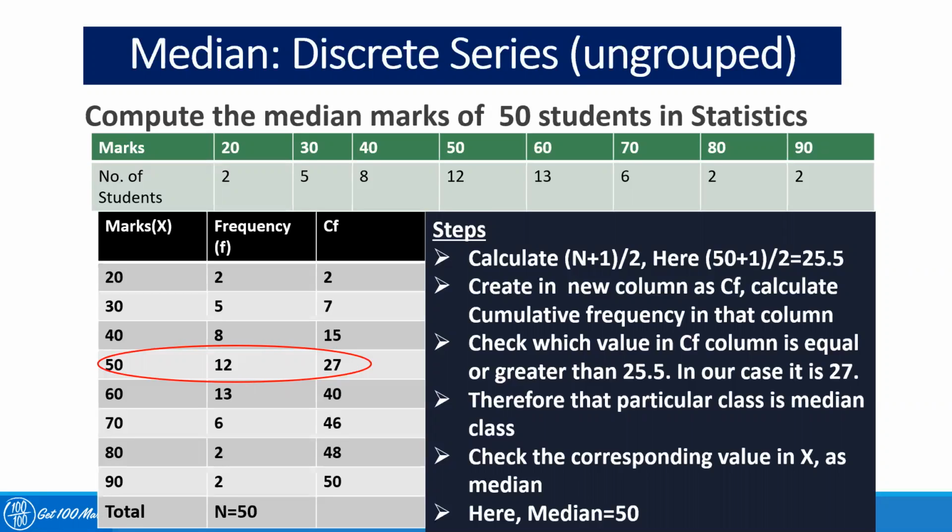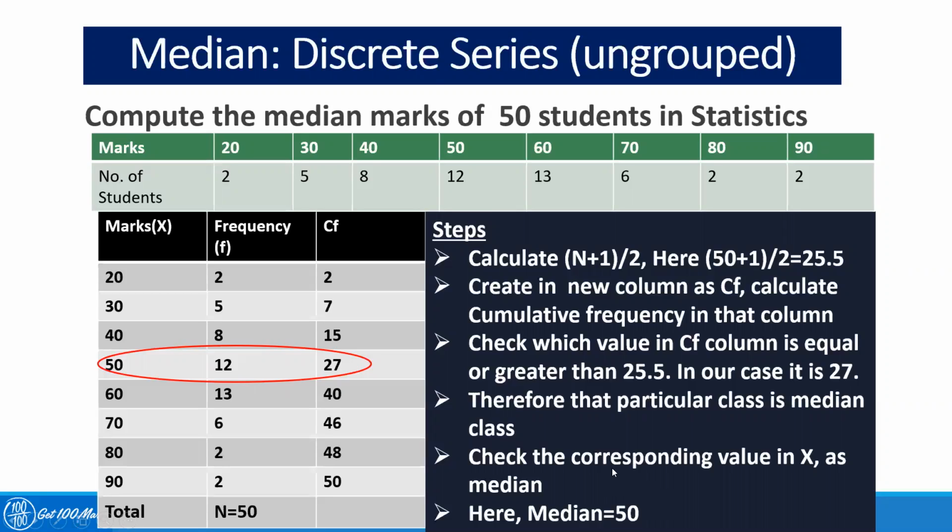First thing is, again we have to calculate n plus 1 by 2. What do you mean by n? N is the total frequency or total number of students, which is 50 over here. So n plus 1 by 2 is coming as 25.5.